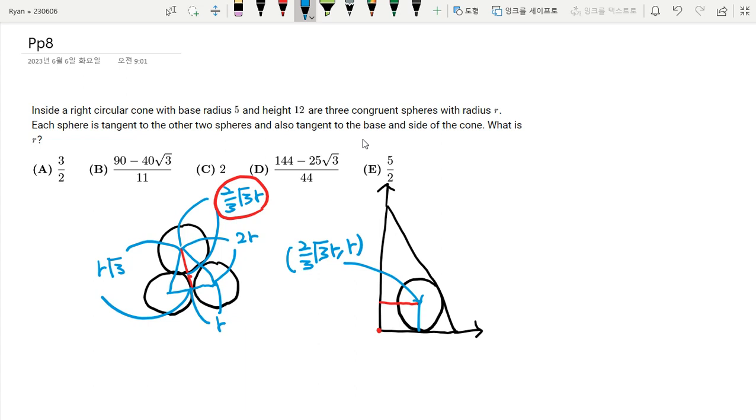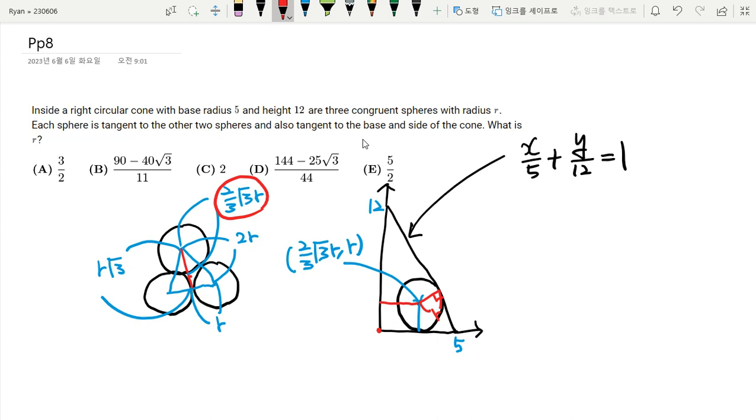And then using this slant height, we can find the equation of this line. It has the base radius 5, so the x-intercept is 5, and height is 12, so y-intercept is 12. In this case, the equation of this line is x over 5 plus y over 12 is equal to 1. And then, because this sphere is tangent to this slant height, from this center to the line, the distance will be the same as the radius of the sphere. So this distance is also r. So we can make the equation.